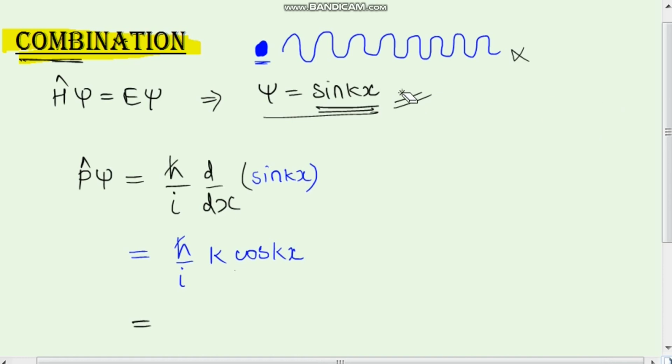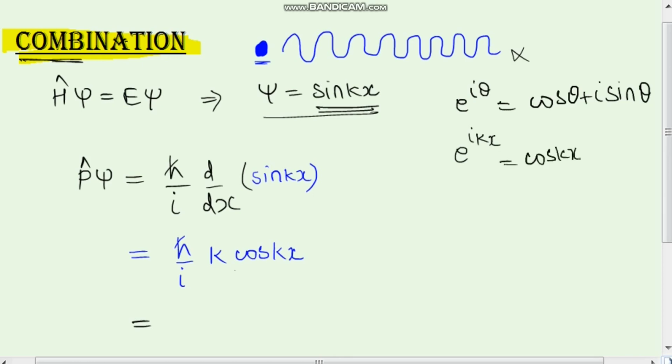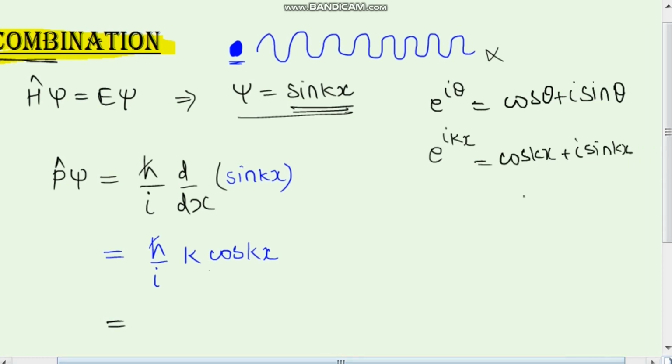Let's see. We are going to use Euler's formula, that is e to the power i theta equals cos theta plus i sine theta. Yes, you guessed it right. So e to the power i kx, you are going to get cos kx plus i sine kx. Simple enough? Yes, it is. Then e to the power minus i kx is cos kx minus i sine kx.